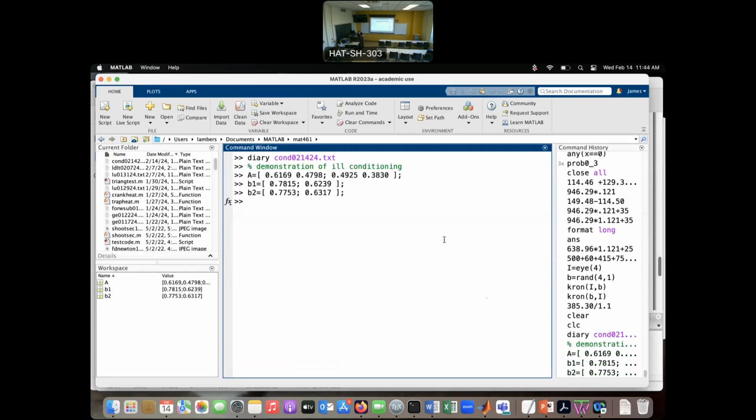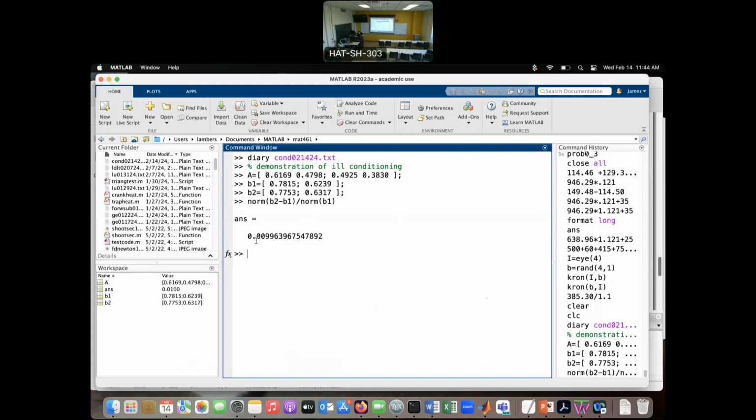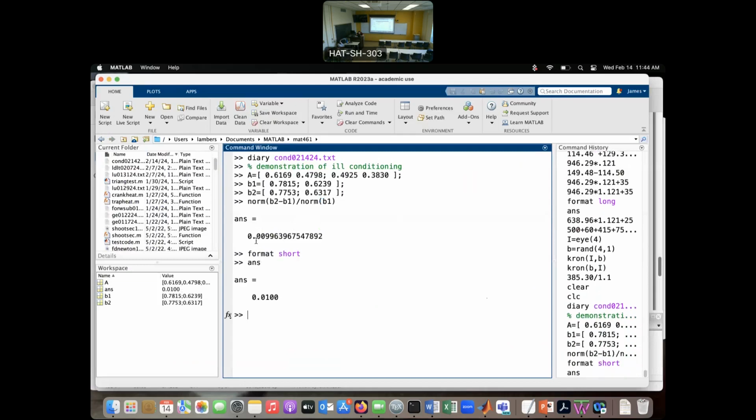Now, these vectors don't seem very different from one another. So in fact, if I take the norm of the difference between them, the relative difference, let's see what we get. All right, so roughly 1% difference between them. So you might think, if I'm going to solve Ax equals b, with b1 and b2, that the solutions might not be much more than 1% different from one another.